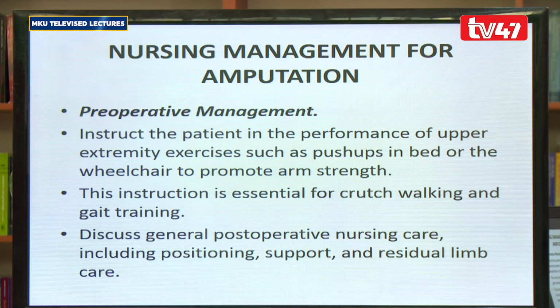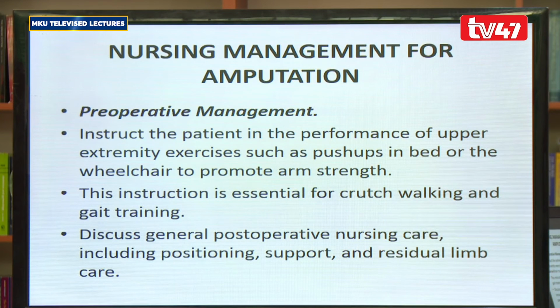It is important that you instruct the patient on the use of crutches. This patient, after surgery, will use the crutches. And so what position will the patient be taking while they are using the crutches?